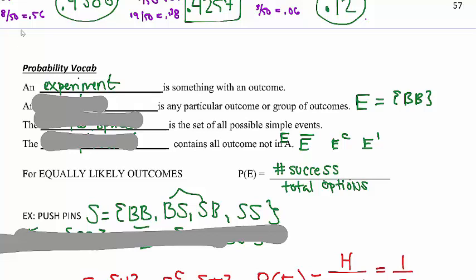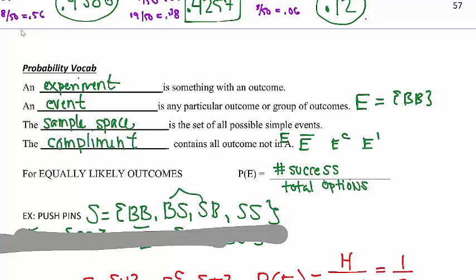All right. An experiment is something with an outcome: flipping a coin, rolling a die, flipping thumbtacks, whatever it is we were going to do. The event is any particular outcome or group of outcomes. Example, one event from the rolling of the thumbtacks would have been back, back. Getting a head is an event. Getting a tail is an event. The sample space is the set of all possible simple events.